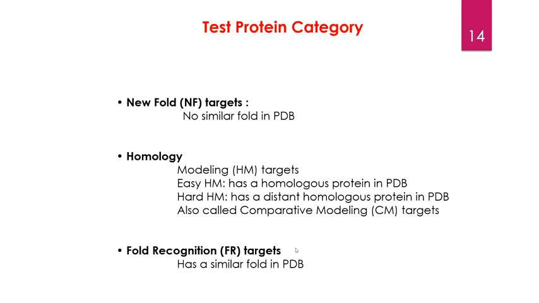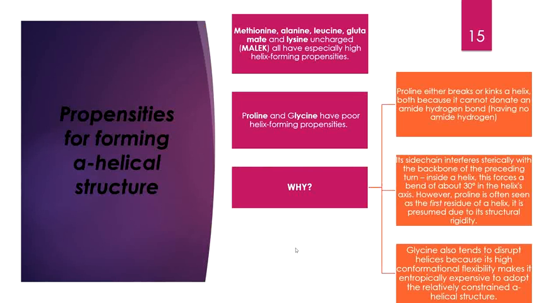Okay, sure, sure. This is the major homology, that is, from where I will get the homology. Now suppose there is no homology, then how do we model the protein? Then we use the physical and chemical nature of the amino acid to model the protein. For example, there are a few amino acids that have higher alpha helix forming propensity. Which amino acids? That means methionine, alanine, leucine, glutamine, and lysine. These 5 amino acids have high alpha helix forming propensity.